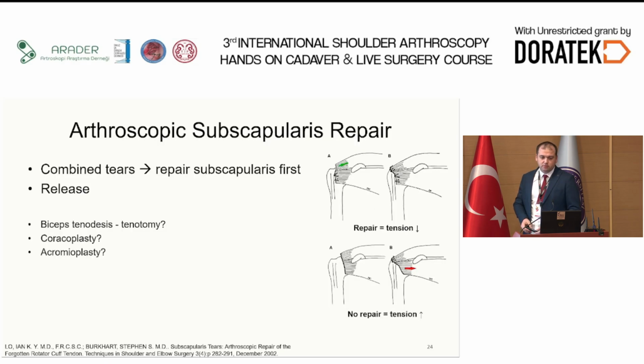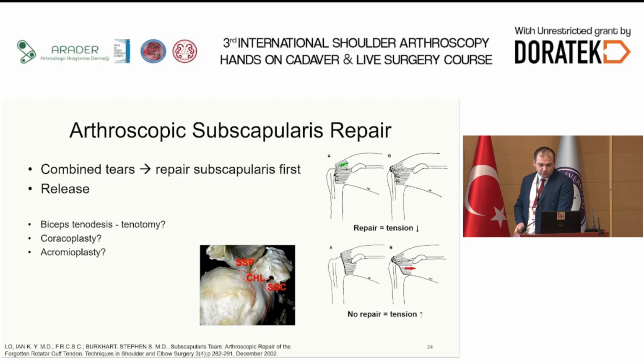Arthroscopic subscapularis tear repairs. We know that in combined rotator cuff tears, the subscapularis should be repaired first, because when we repair it, the edge of the superior cuff tear comes laterally, and if we don't repair it, greater tension will be placed on the superior and posterior repaired cuff structures. In this cadaver picture, we see the strong relationship between the subscapularis and the superior cuff tissue. There is a coracohumeral ligament in between them.